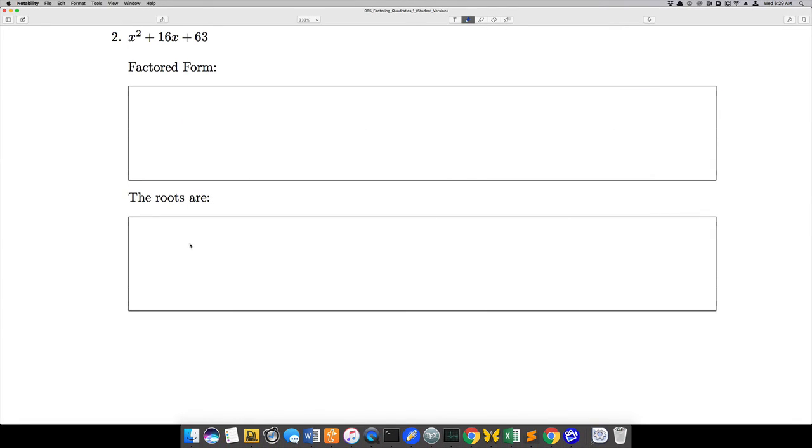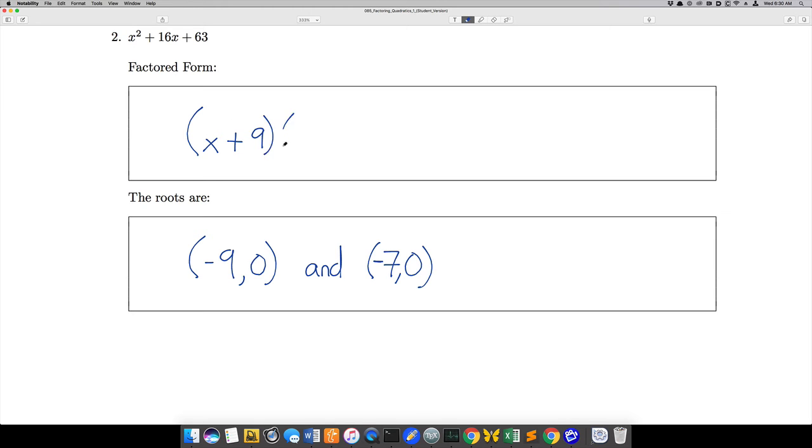So over here, I'm going to write that the roots are negative 9, comma 0, and 7, comma 0. Or sorry, negative 7, comma 0. And when we write our answer, it's going to be x, and it's the opposite of negative 9, so it's going to be plus 9. And this one's going to be x plus 7. And that's your answer for that one.